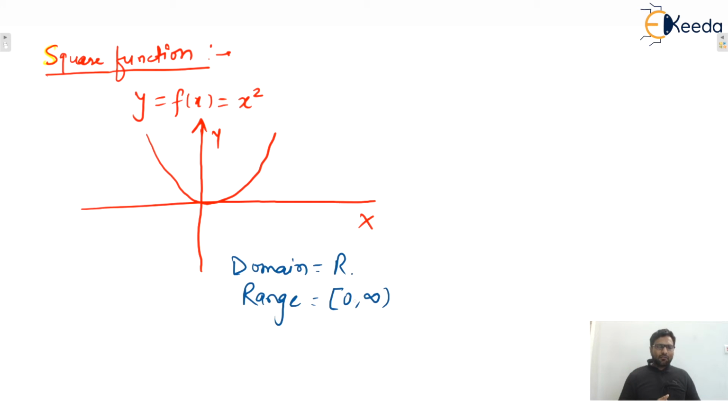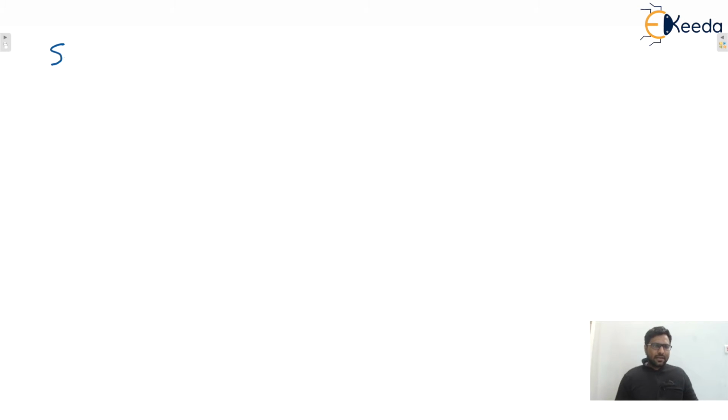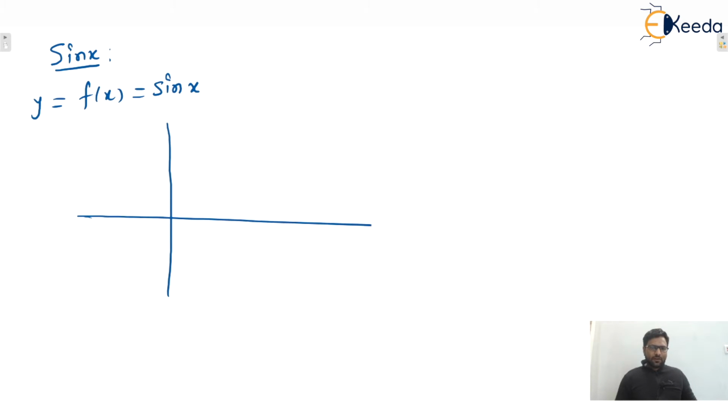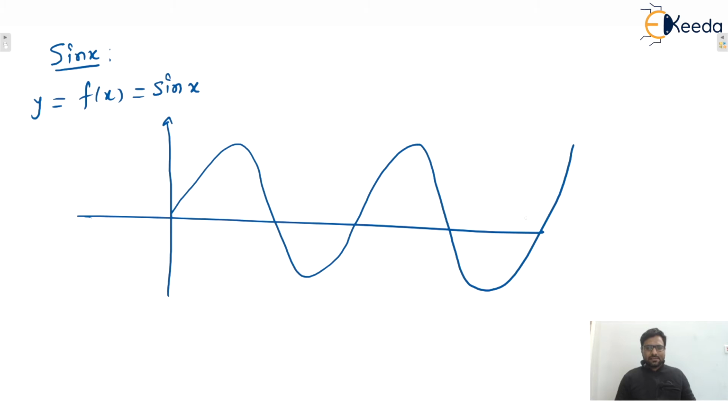So let us consider one more function. Let's say one trigonometric function, sine x. So we can say f of x, or let's say y equals sine x. Everybody knows about this particular function, sine x. What will be the graph? The graph of sine x will be like that only, isn't it?